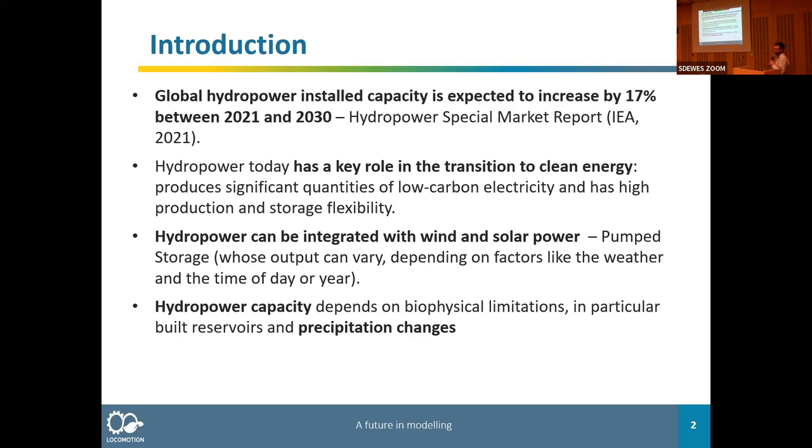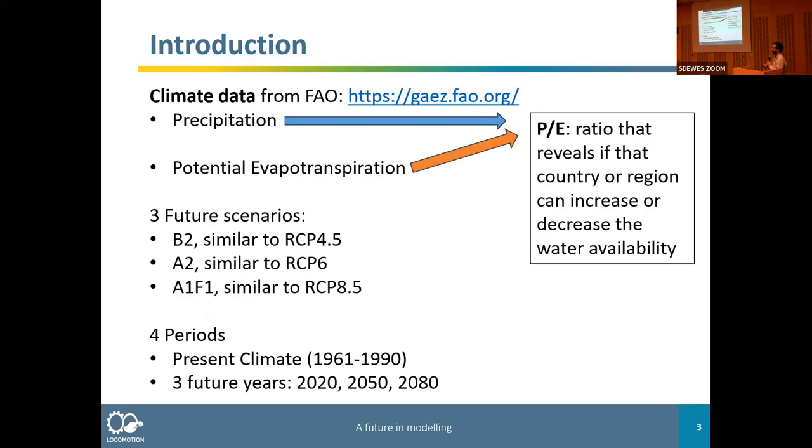And finally, hydropower capacity depends on biophysical limitations, in particular built reservoirs and also precipitation changes. So in this case, we used climate data from FAO. We used two climate variables, precipitation and potential evapotranspiration, to compute the ratio between them. And that ratio reveals if that country or region can increase or decrease the available water.